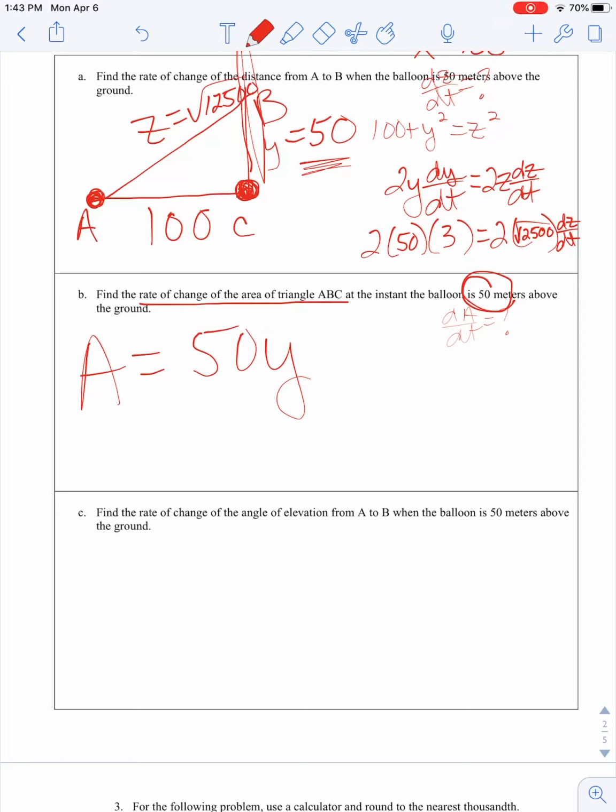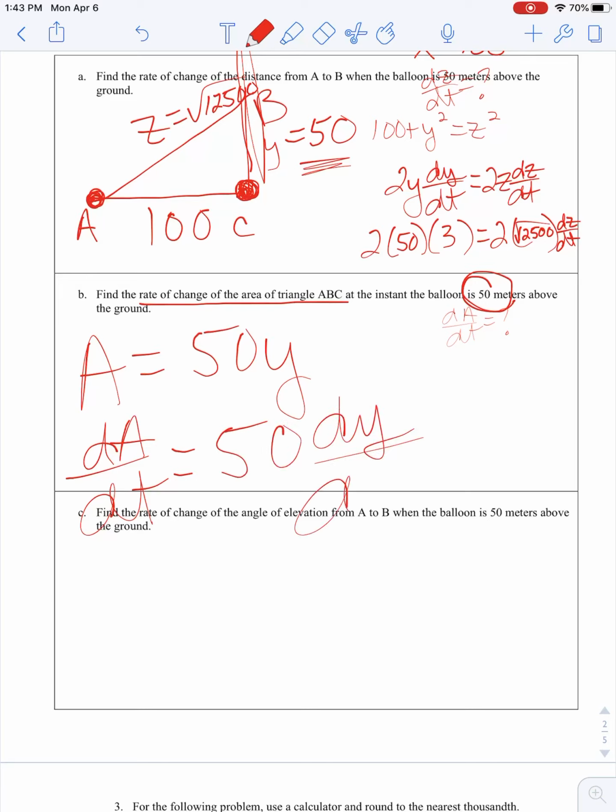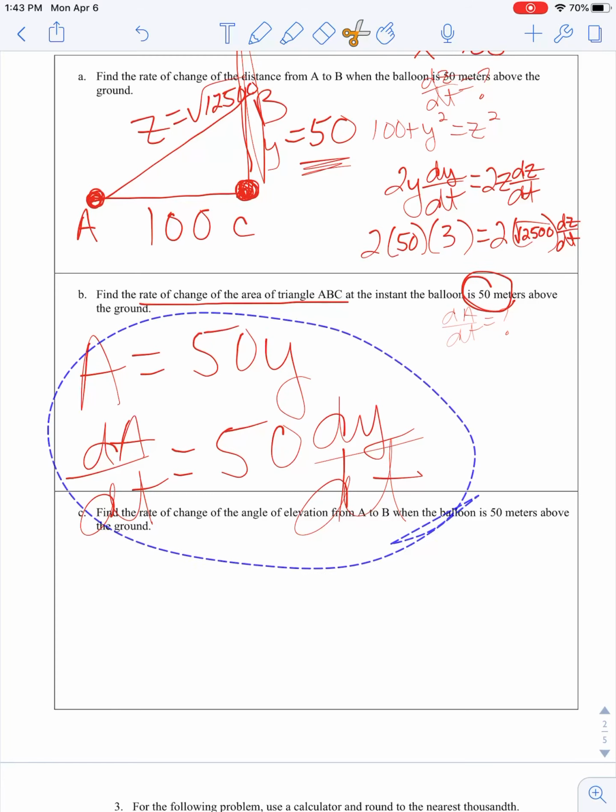I got my equation, I take my derivative, then I plug in. So the derivative of A is dA/dt, that's what we're finding. Derivative of 50y is 50, but I just took the derivative of a y part, so it's 50 dy/dt. You plug in your information again and you get your answer. I'll let you finish that using the answer key.